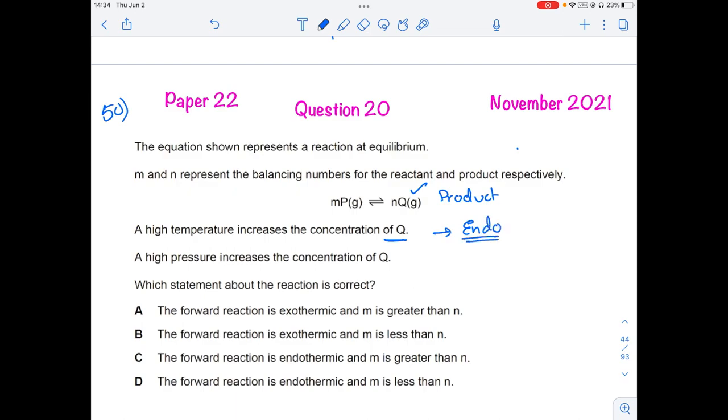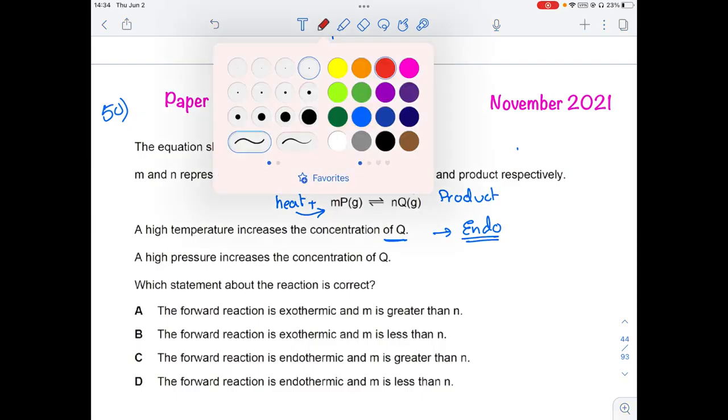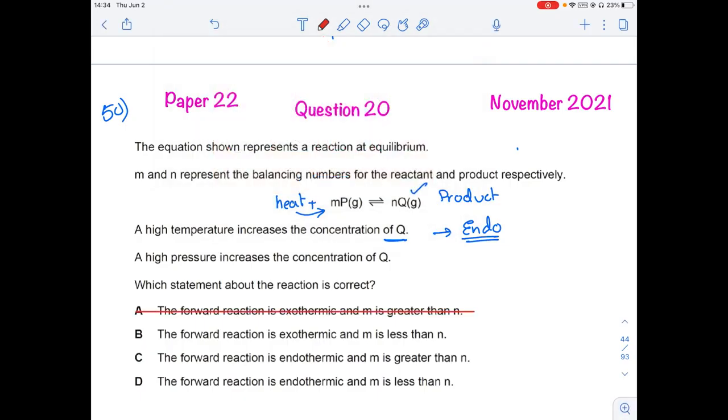It is an endothermic reaction because when you give heat to it, that heat is utilized to increase the concentration of Q, meaning the forward reaction is taking place and heat is being absorbed. A lot of heat absorbed means it is an endothermic reaction. So options A and B are totally wrong because they say the forward reaction is exothermic. So we are left with only C and D.